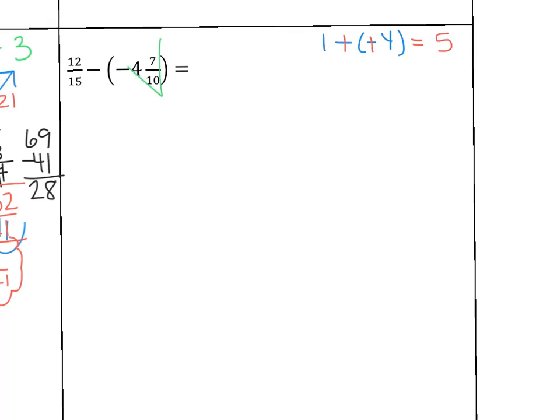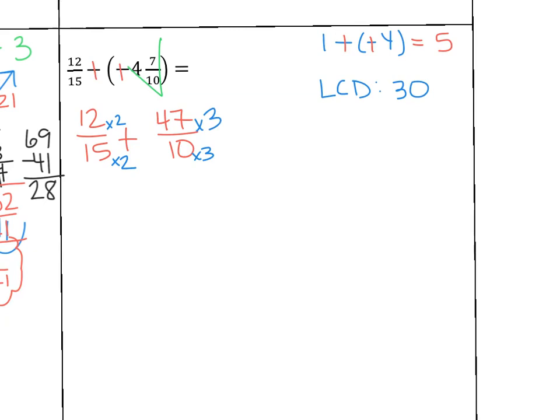Notice we only need to do it with one of them this time. So my 12/15 is going to stay the same. And now that we noticed additive inverses, I'm just going to go and do that from the beginning, and that really just means we're adding. 4 times 10 is 40 plus 7, so 47 tenths. I need to find my least common denominator, which in this case is going to be 30. So 15 times 2, 10 times 3.